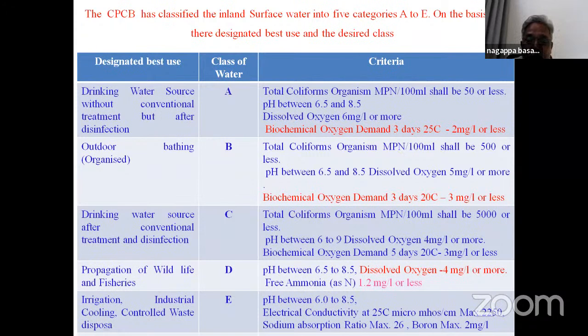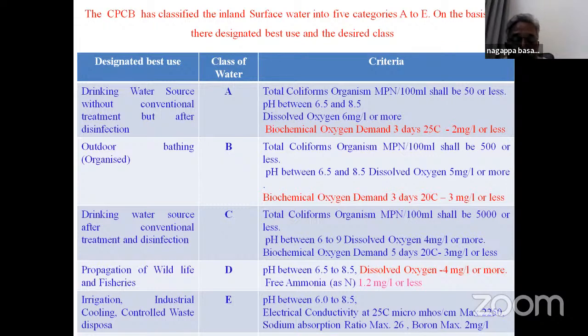Class D means the pH is 6.5 to 8.5, DO 4, ammonia 1.2 milligram per liter or less. This type of water we are calling a Class D. This quality of water we are using for the propagation of wildlife, aquaculture, the fisheries. Class E: irrigation, industrial cooling, controlled waste disposal.